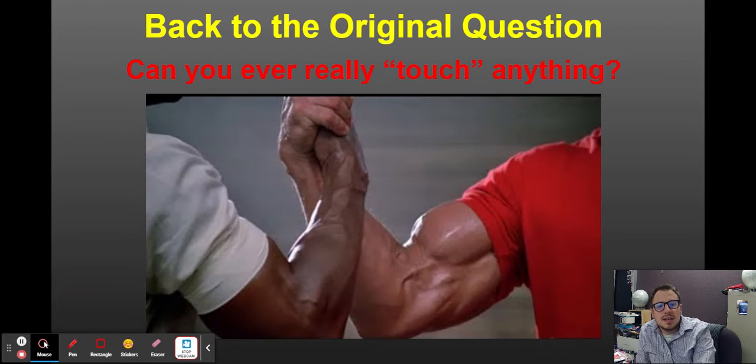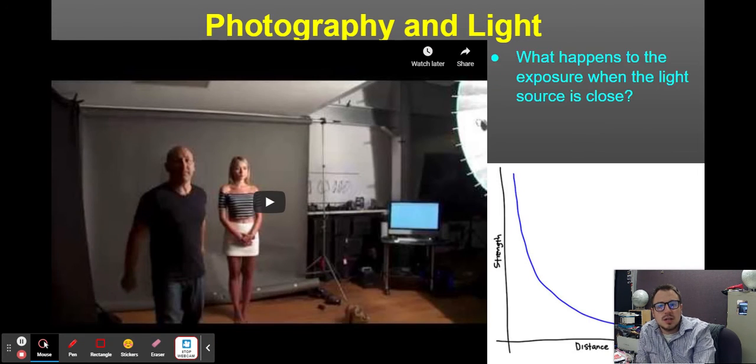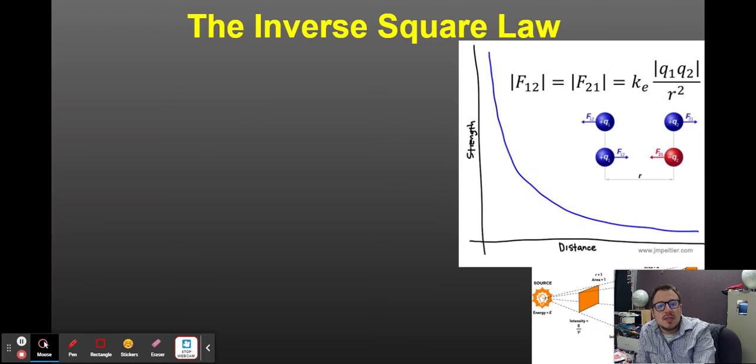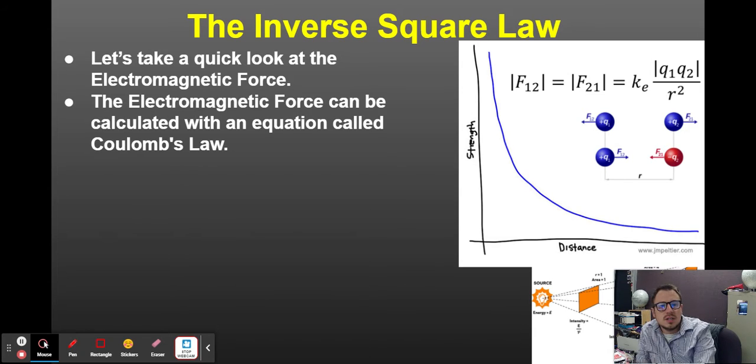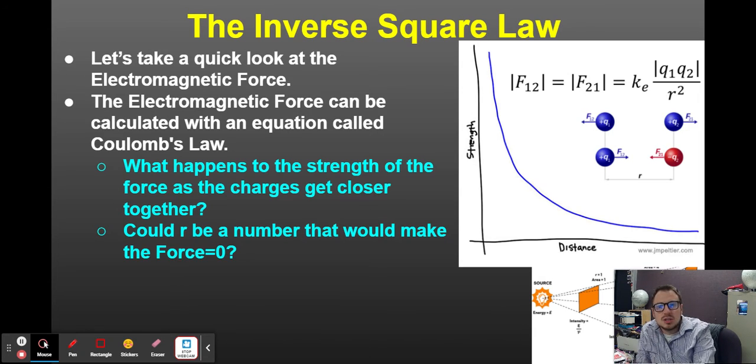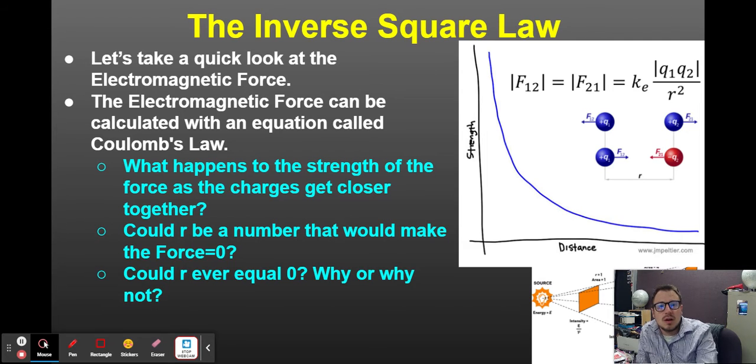Now, can you ever really touch anything? To understand that, we need to understand the inverse square law, right? Sound, light, electromagnetic, all of these operate on what we call the inverse square law. Notice if I look up here, this is the distance, the r. As particles or magnets get closer together, notice that the strength goes up. But r can never be 0, right? Otherwise, the strength would be infinite.